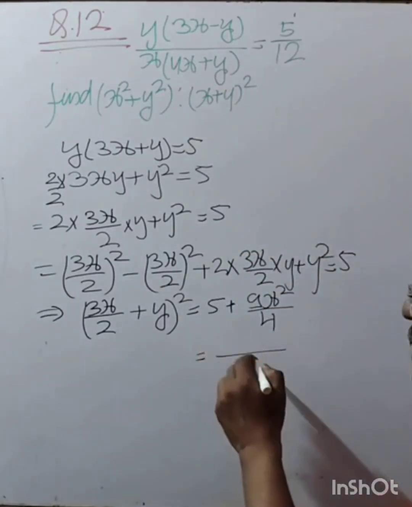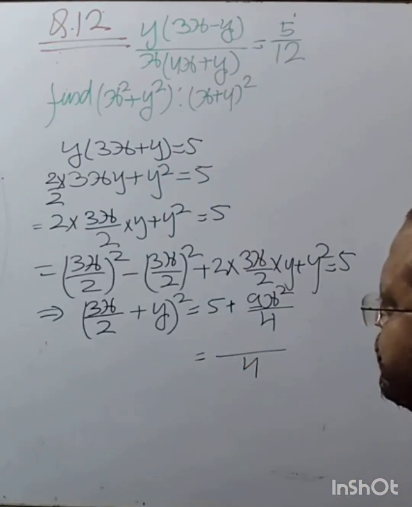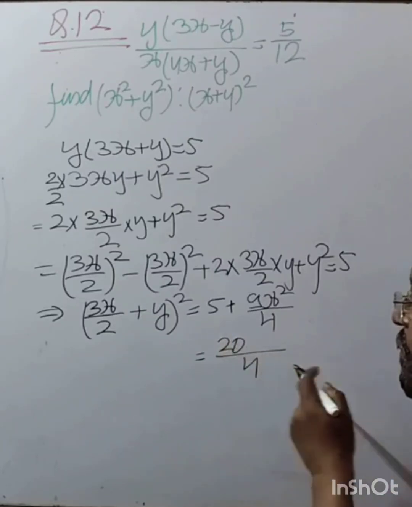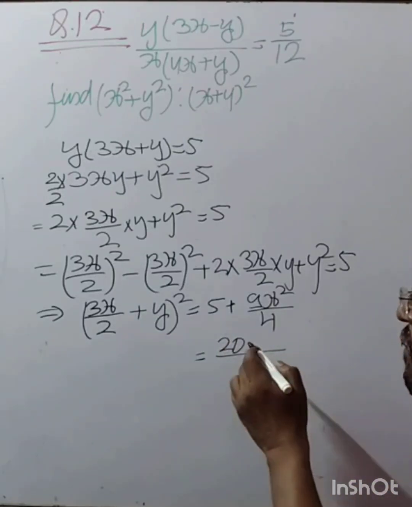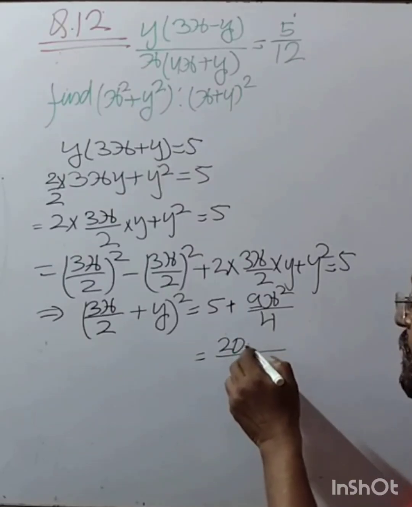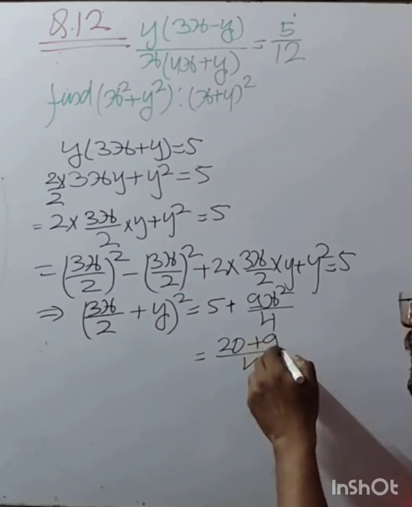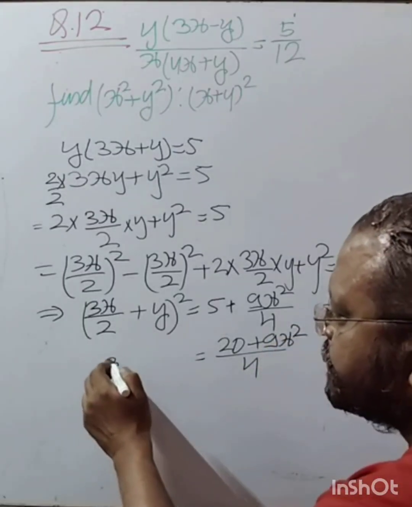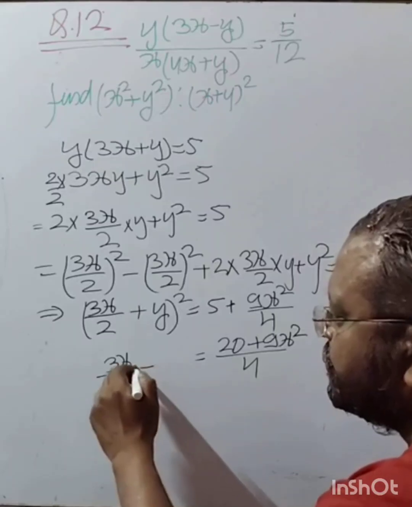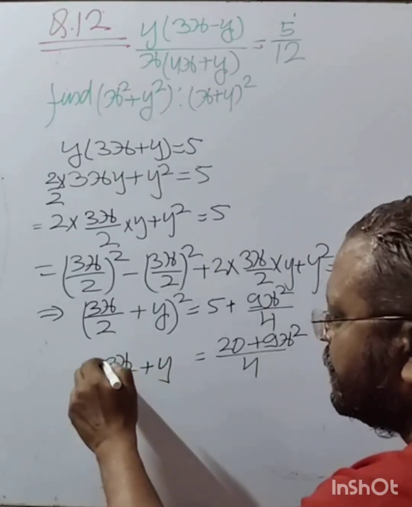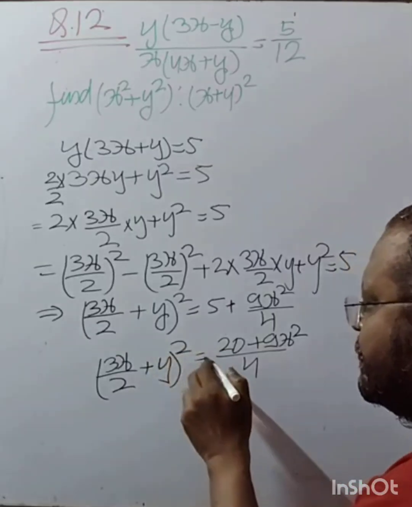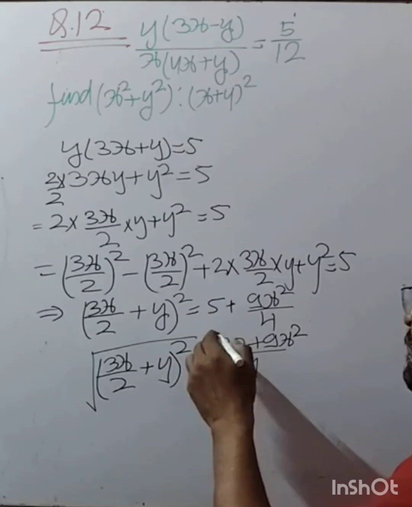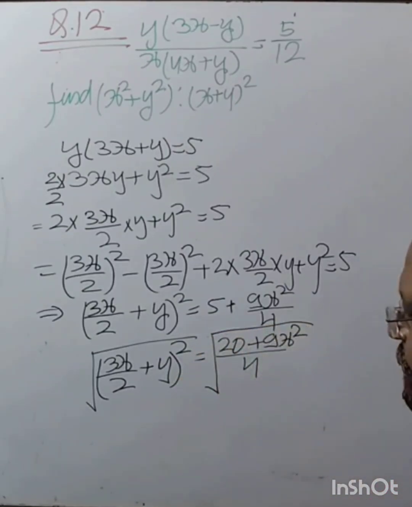So this is 20 plus 9x square, and this is (3x upon 2 plus y) whole square, root over this.